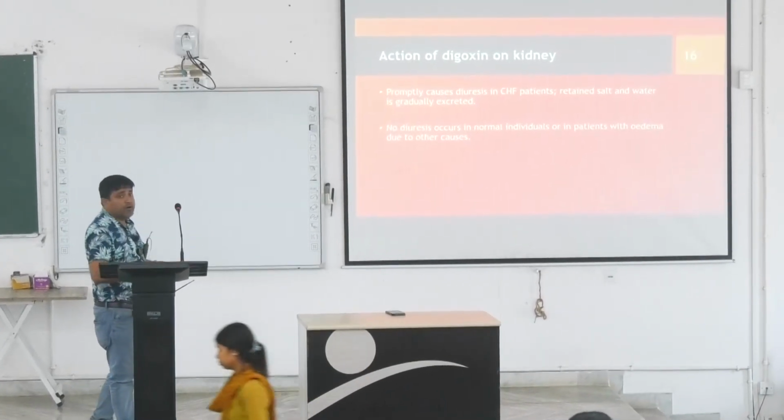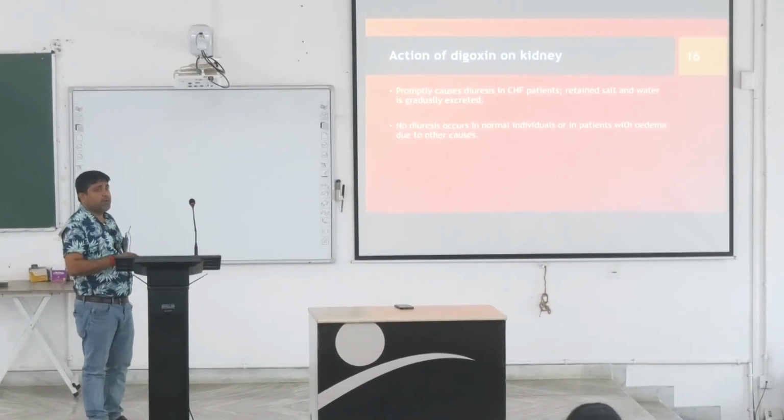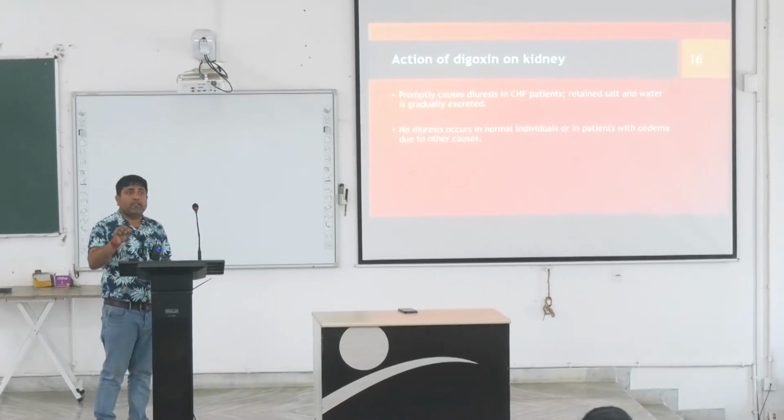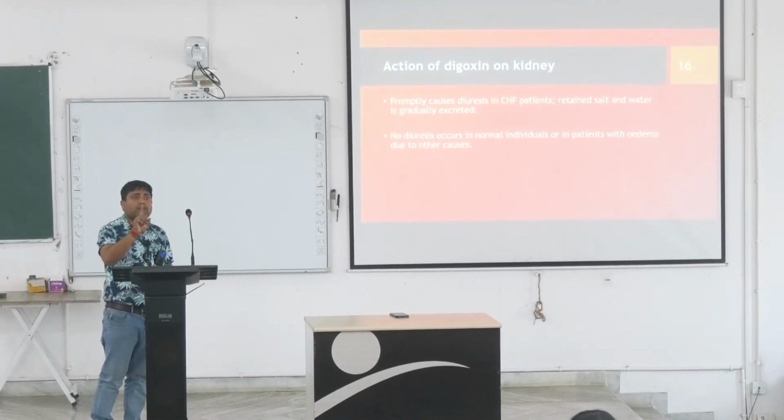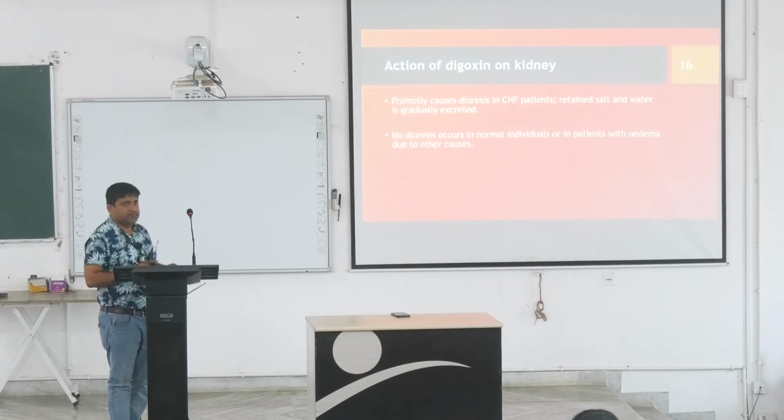Or in patient with edema due to other causes. So particularly it is effective in edema of congestive heart failure patient, not in other cases.